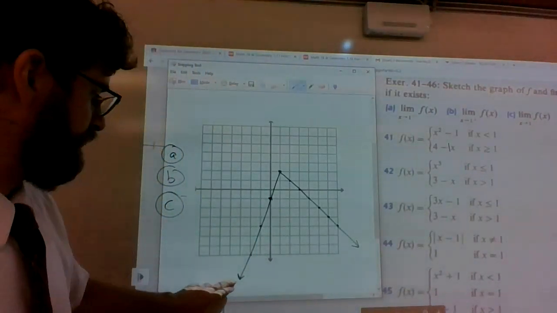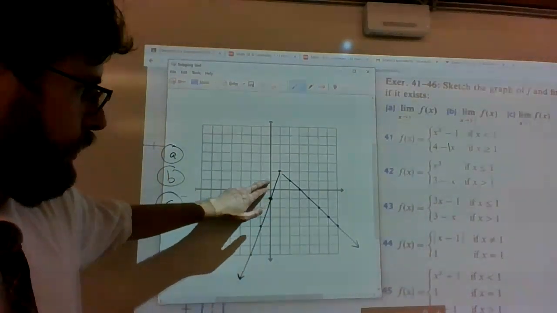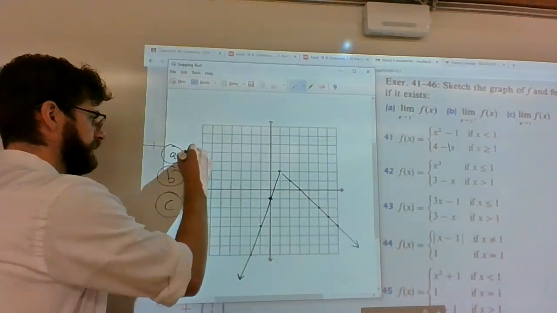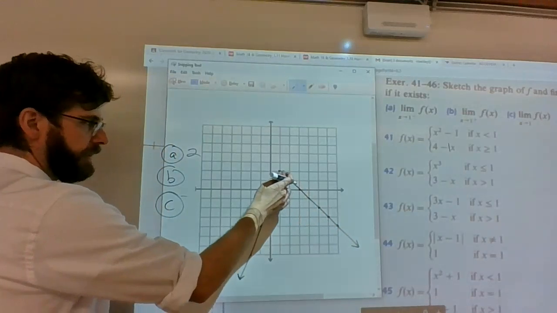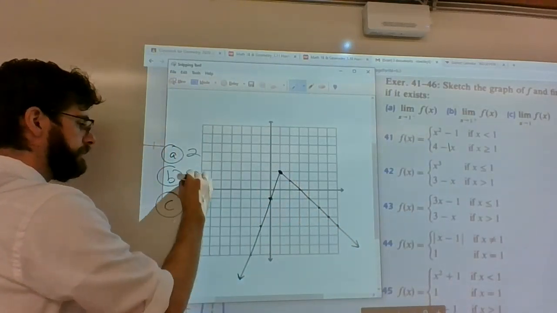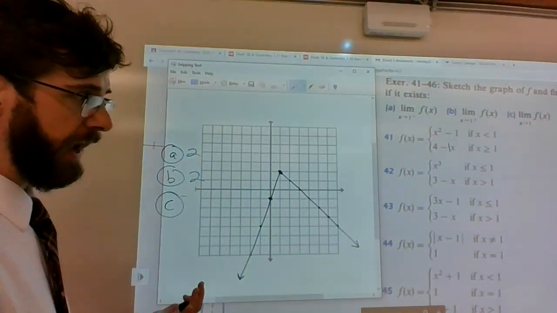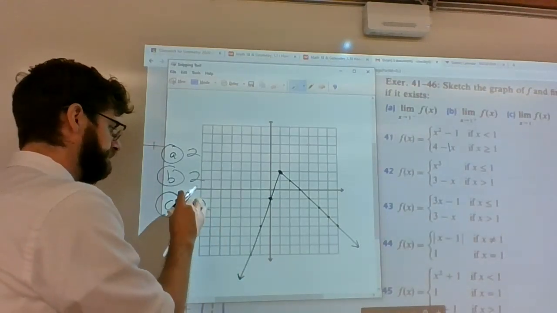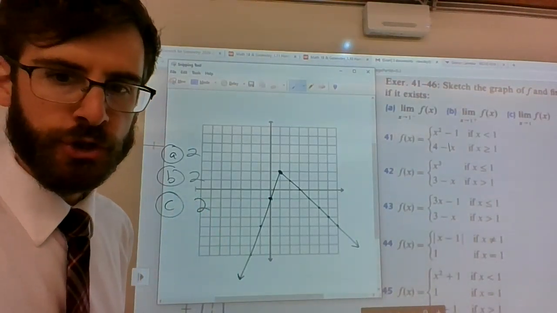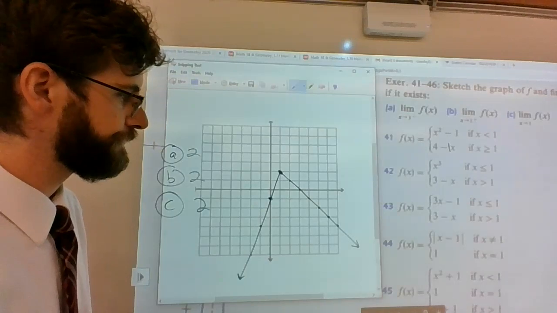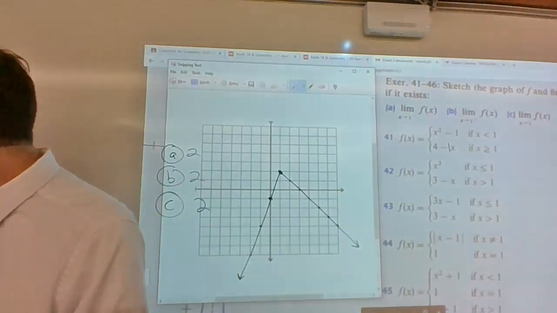All right, so from the left of 1, you equal 2 units. And same from the right. And then at that spot, the limit actually equals 2. Let's check down here.